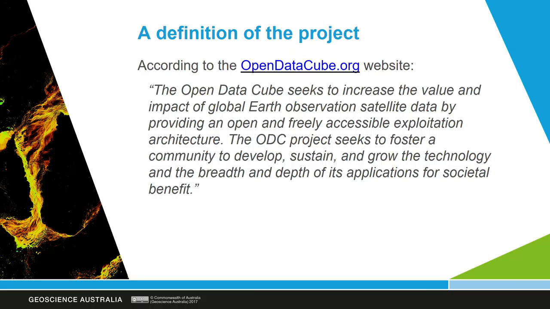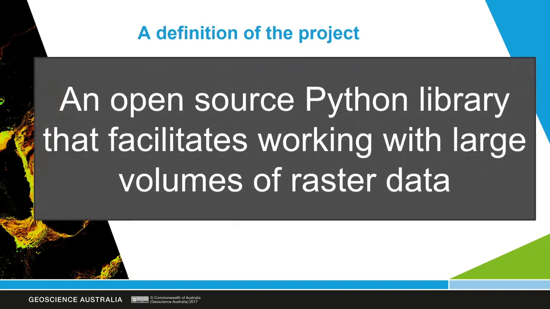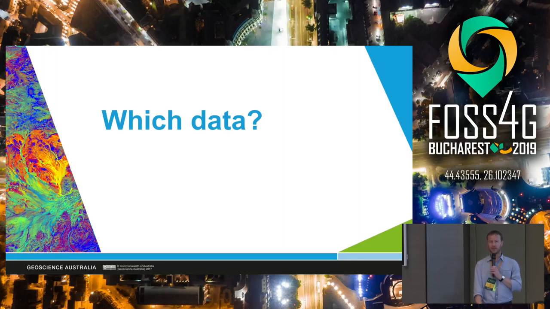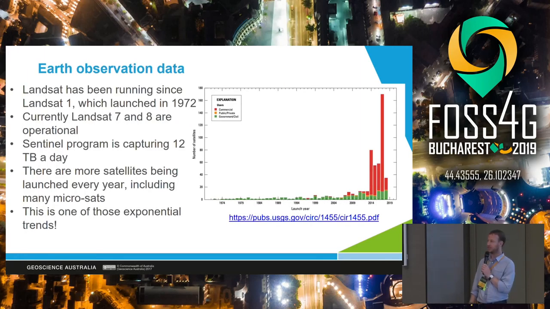There's a definition of the project here from the website, and I'll read that out. The Open Data Cube seeks to increase the value and impact of global Earth observation satellite data by providing an open and freely accessible exploitation architecture. The ODC project seeks to foster a community to develop, sustain, and grow the technology and the breadth and depth of its applications for societal benefits. But we're technical people and we really want the nutshell answer. In a nutshell, the Open Data Cube is an open source Python library that facilitates working with large volumes of raster data.